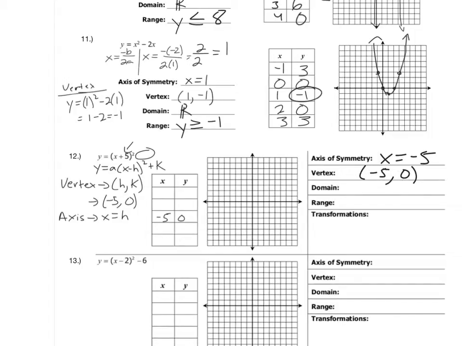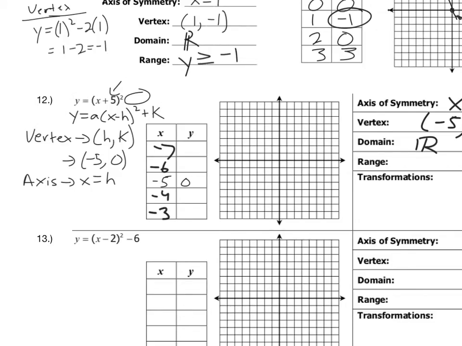Your vertex is going to be (-5, 0). Your domain is going to be all reals, and we would just fill that table up and down and plug all those values in to figure out how to graph this. All right, so if you plug in -7, you get 4. If you plug in -6, you get 1. And at -4, we'll also get 1, and at -3, we'll get 4. All right, and then you just graph it.